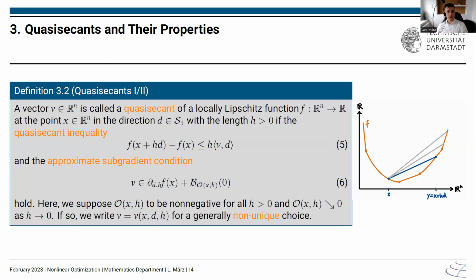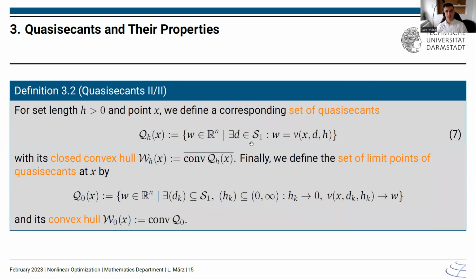And for a quasisecant at a point x in direction d of length h, we write v(x, d, h), and note that this notation has to be read with caution because the quasisecants are not unique. The quasisecants are actually a whole set Qh(x) of quasisecants with length h at point x in any direction, and therefore it is not unique because the set generally contains more than one vector.